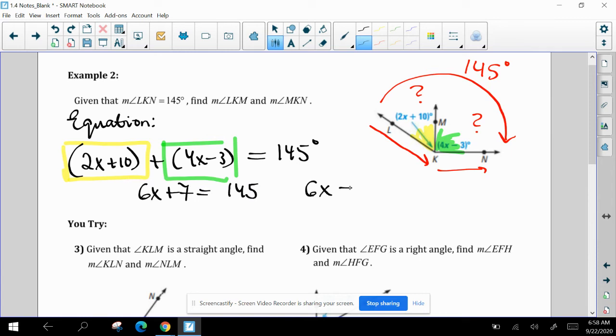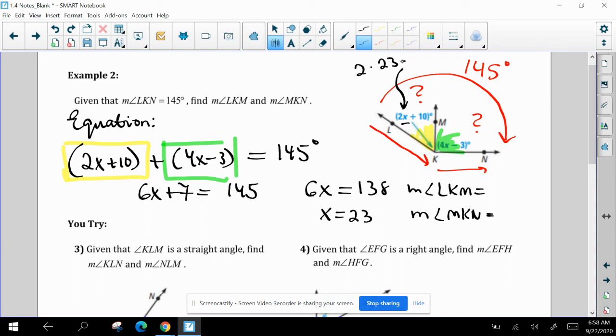So 6x is going to be 138, which means that x is 23. Now, they didn't ask me for x, right? They said, what's the measure of angle LKM? And what is the measure of angle MKN? So what you're going to do is substitute in the x value into here. So it's 2 times the 23 plus 10, and that's going to give you 56 degrees.